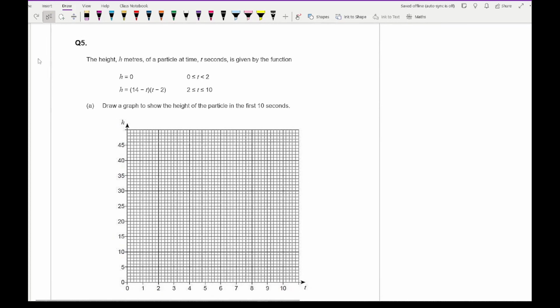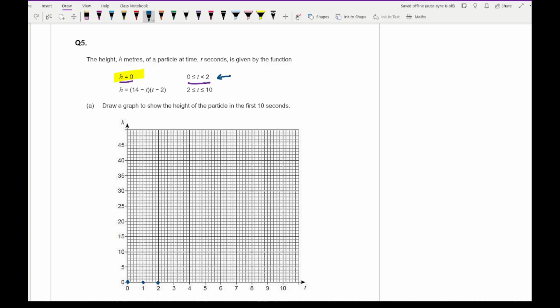Now what we need to do here is look at the t values going across, which is along the x-axis, and we follow whatever h is. So looking at this, the value of h when t is 0 is this. This is the function that I use. So it's going to be 0. Then when t is 1, again it falls into this category here. So again it's going to be 0. And at 2 it's going to be 0.